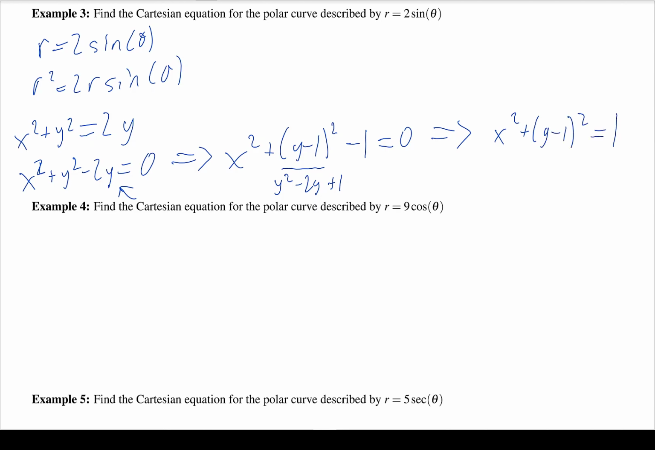And so now we know exactly what this looks like. This is going to be a circle centered at (0, 1) with radius 1.